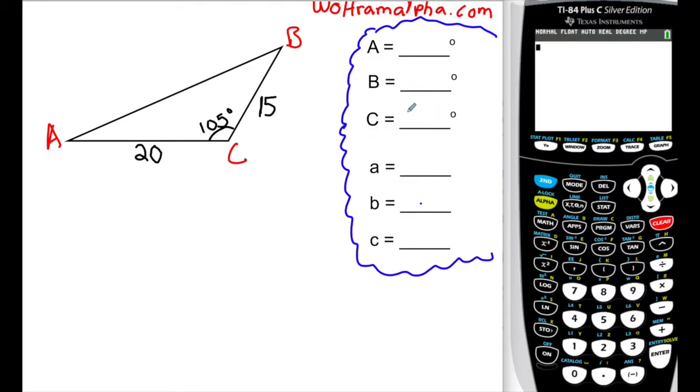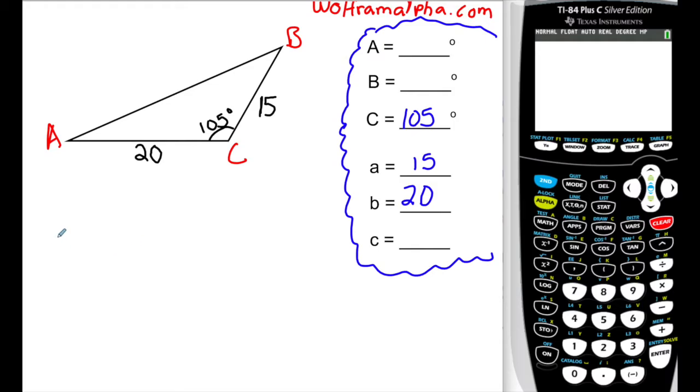So let's start by filling in what I know. I know that C is 105, that was given. And if you label the triangle differently, that's fine, as long as you got that one of them was 105. I know that little a, I'm choosing to call this big A, so I know that little a is 15, and I know that little b, what we're going to call little b, is 20.